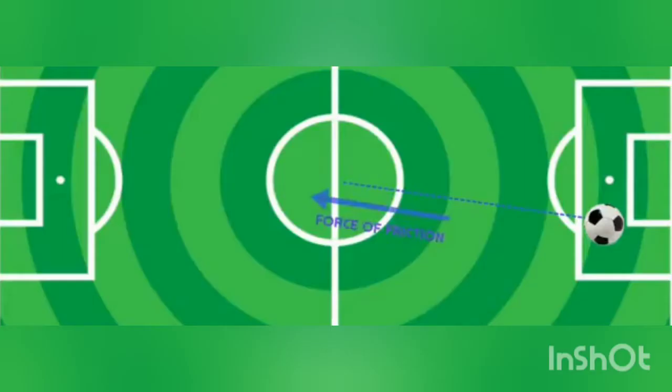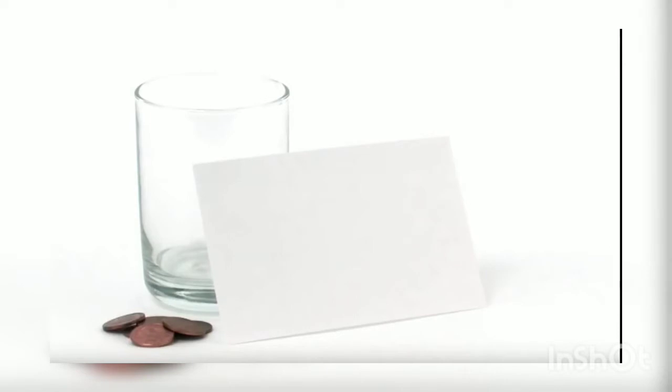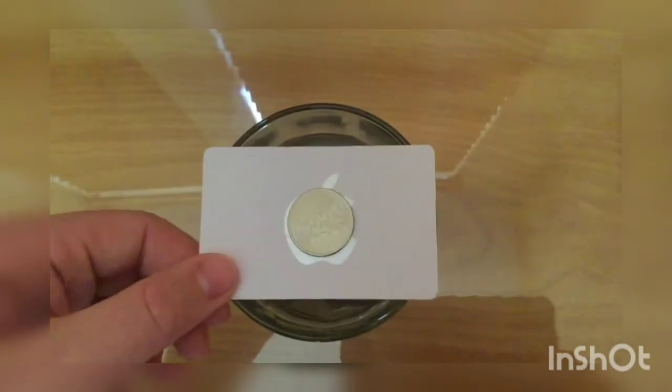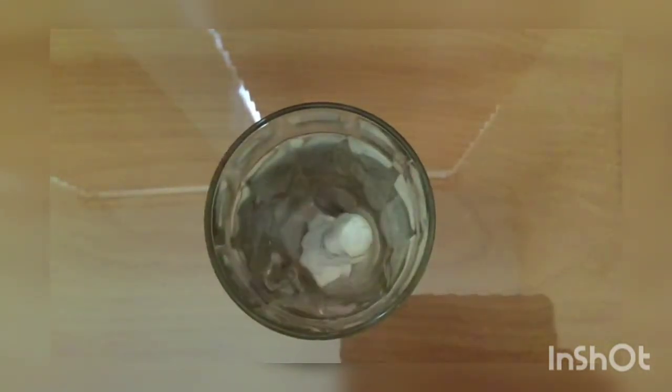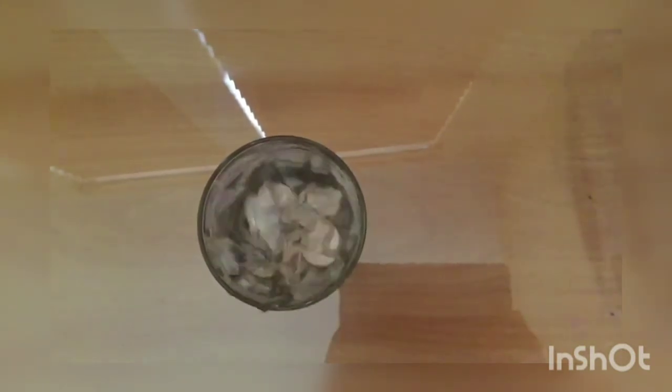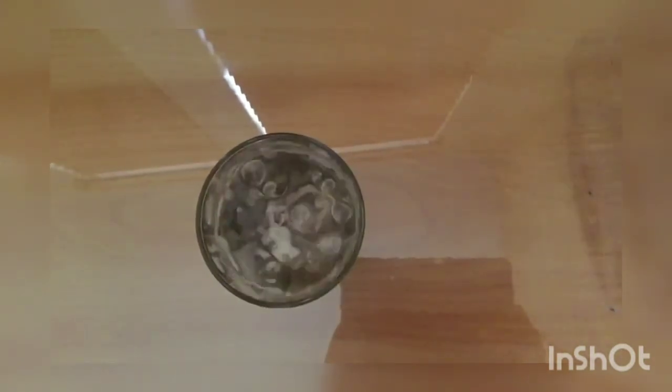So let us understand this concept by performing some activities. Activity 1. Take a postcard and keep it on a glass. Keep a 5 rupee coin on it. Now skillfully push the card. The coin straight away falls in the glass.